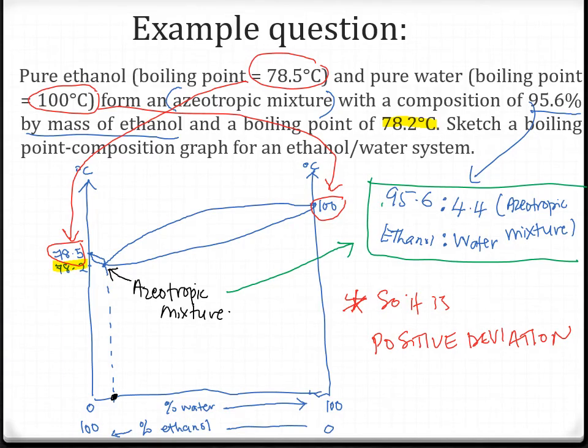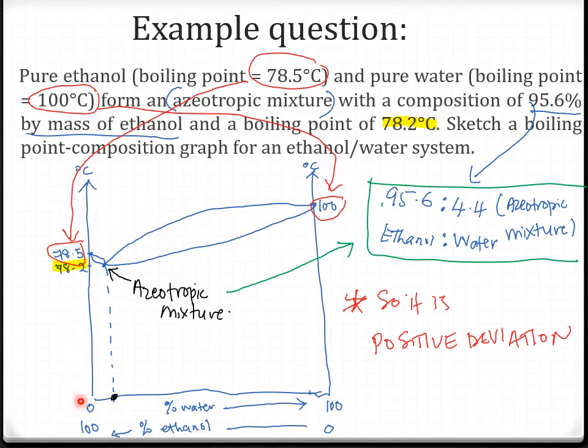One simple example, in the question given: pure ethanol, which has a boiling point of 78.5 degrees Celsius, and pure water, which has a boiling point of 100 degrees Celsius, form an azeotropic mixture with a composition of 95.6% by mass of ethanol and a boiling point of 78.2 degrees Celsius. Sketch a boiling point composition graph for an ethanol-water system.